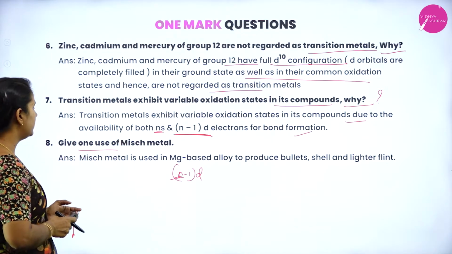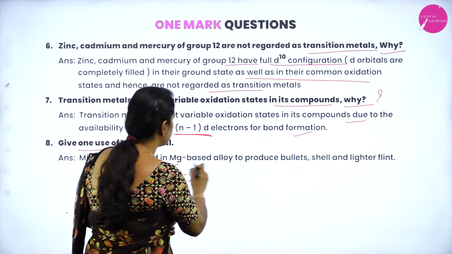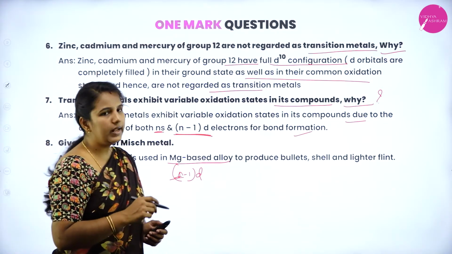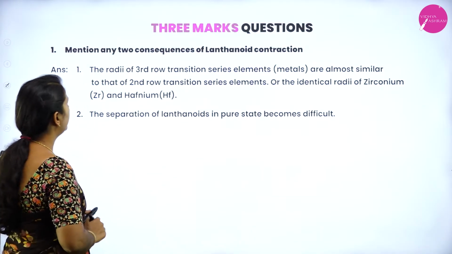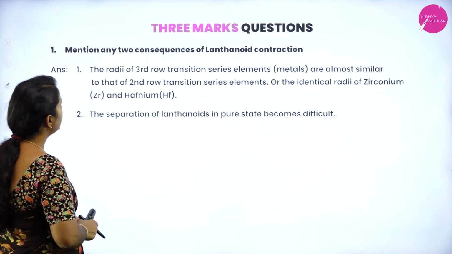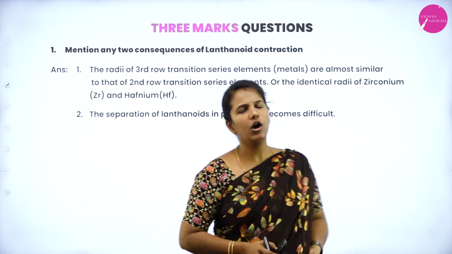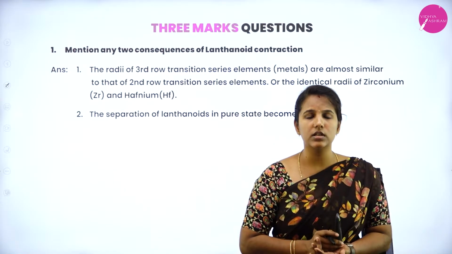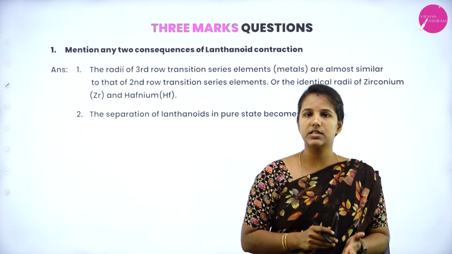Give one use of mischmetal: it is used in magnesium-based alloys to produce bullets, shells and lighter flints. Next, we will go with the 3-mark questions. Mention any 3 consequences of lanthanide contraction, or they can ask you to write the differences between lanthanides and actinides.